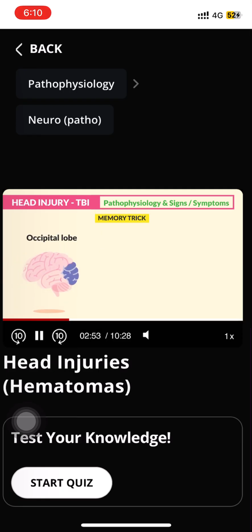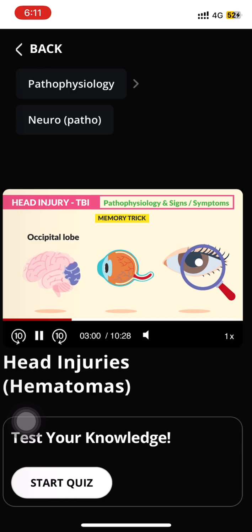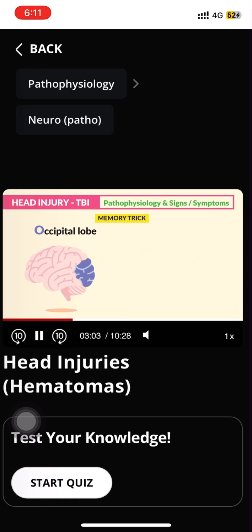Now the occipital lobe controls eye function. So just think ocular for occipital. We have sight and visual perception. Or just think of the O's in occipital. They kind of look like two O's for your eyes.